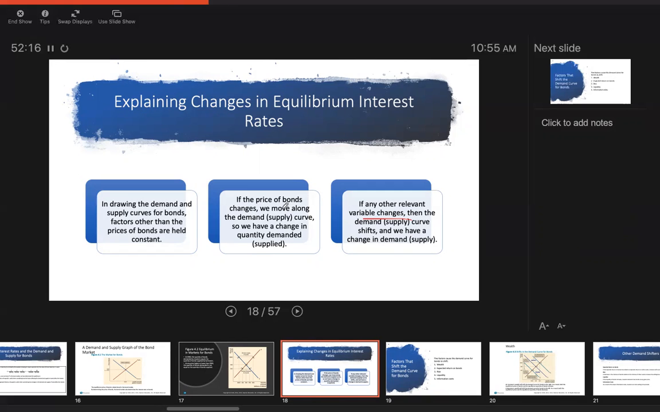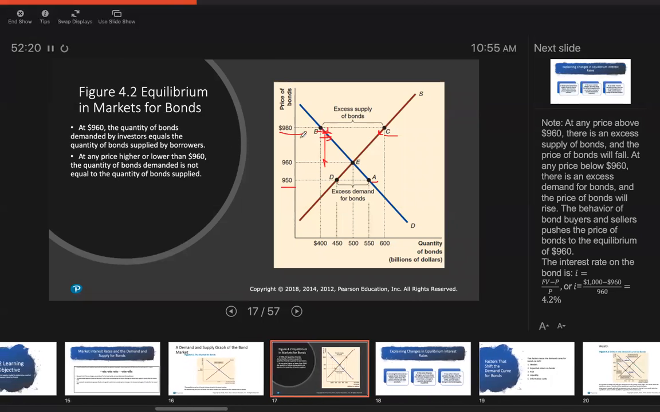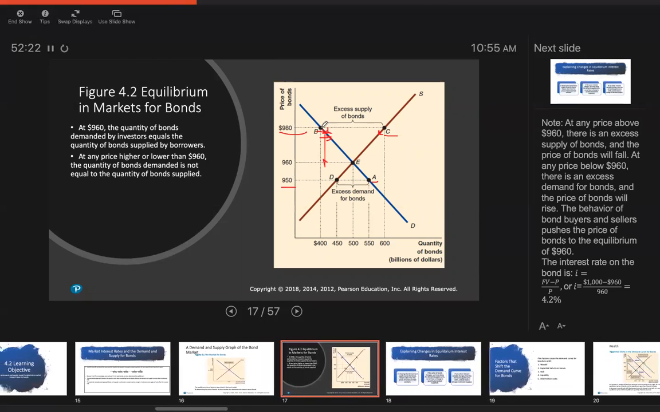If only the price of the bond is changing, that's represented just by movements along the curve. So if the price goes from 980 to 960, then we're just moving along the demand curve from B to E and along the supply curve from C to E. Right? There's no shift in the curve itself. The curves are fixed in place. We just move along the curve up and down based on the price changes.